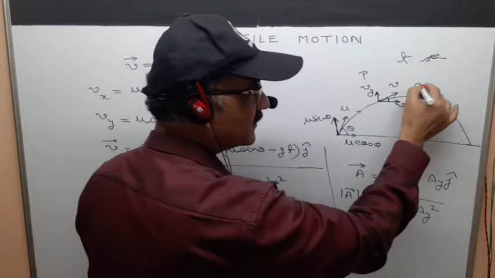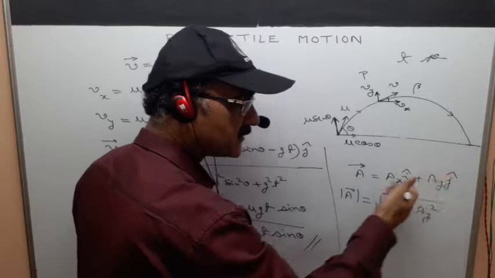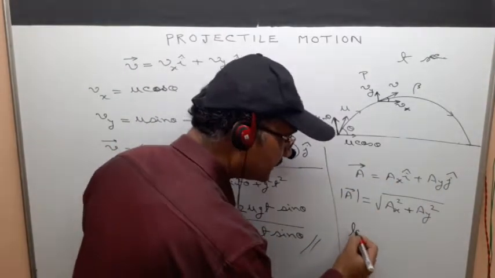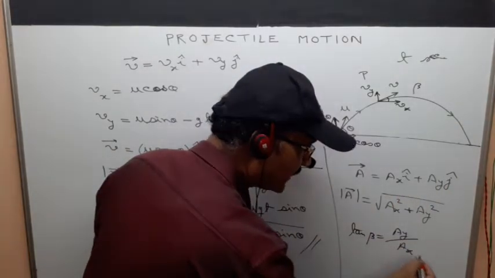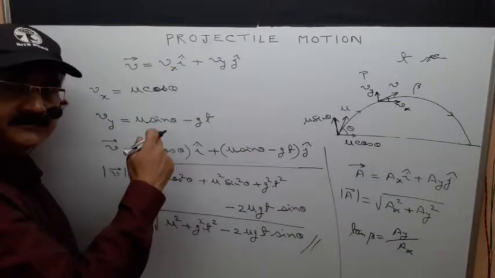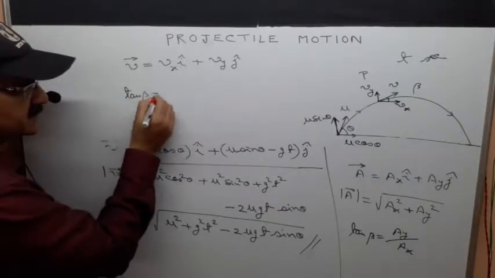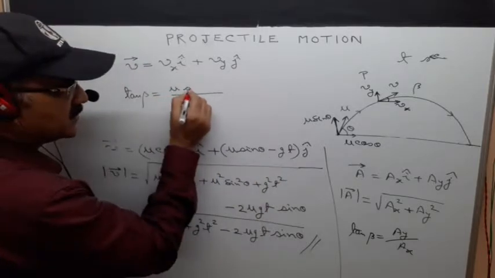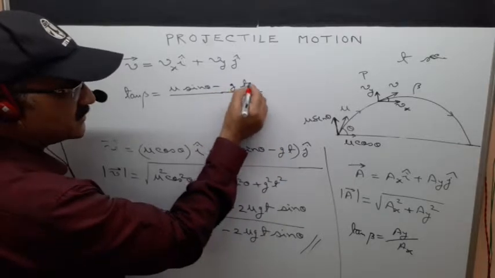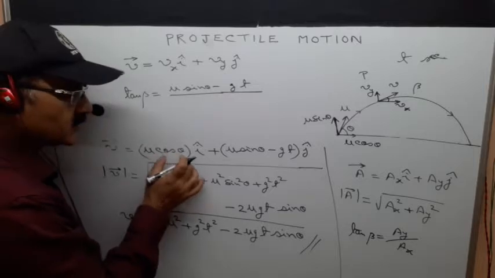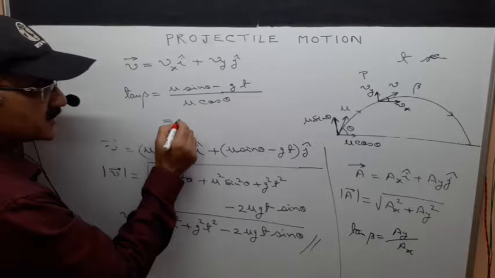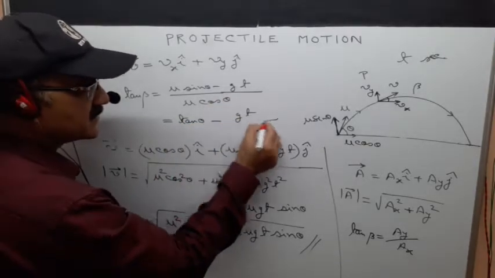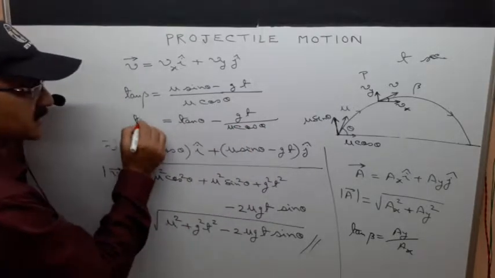If we have to find the direction of this velocity, that is the angle it is making with the horizontal, if we call it beta, then how do you find the angle here? Tan of beta would be the coefficient of j cap divided by the coefficient of i cap. Tan of beta will be u sin theta minus gt, divided by u cos theta. So u will cancel out, sin theta by cos theta is tan theta, and the gt minus u cos theta remains as it is. This is tan beta.